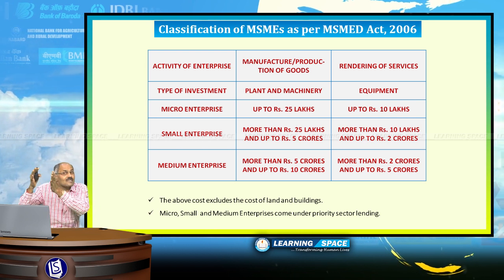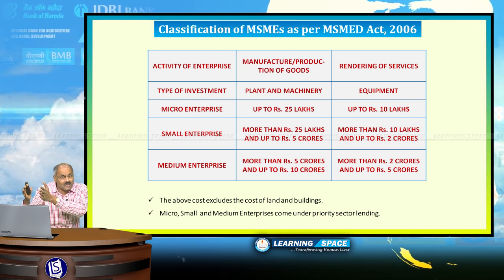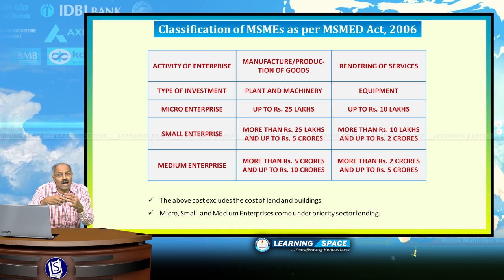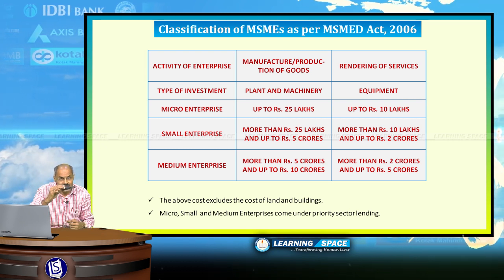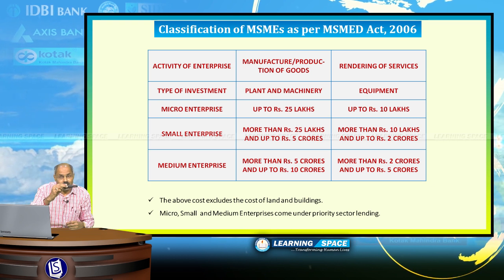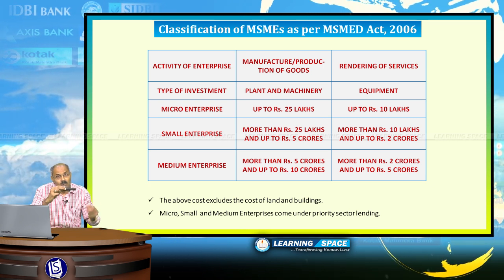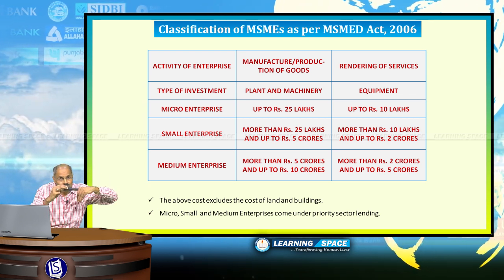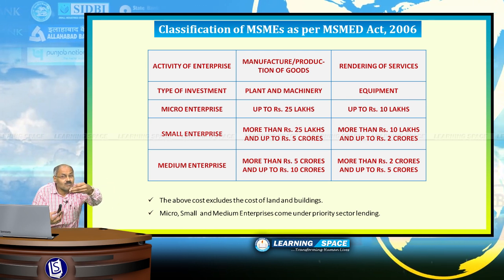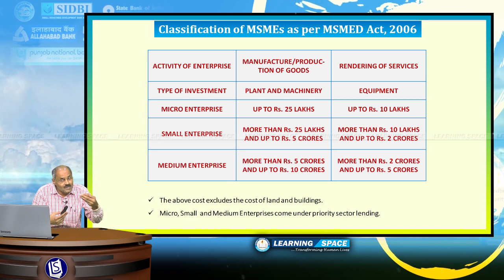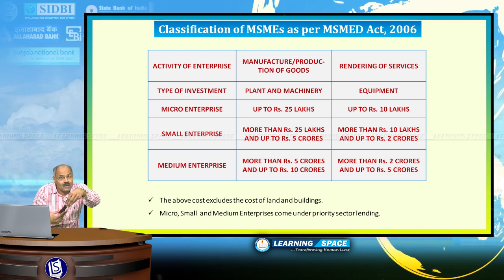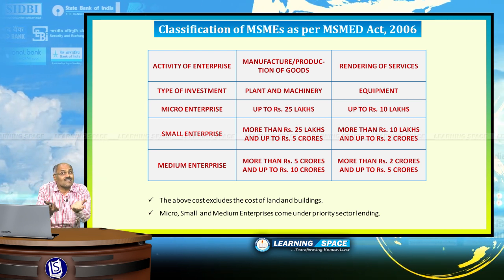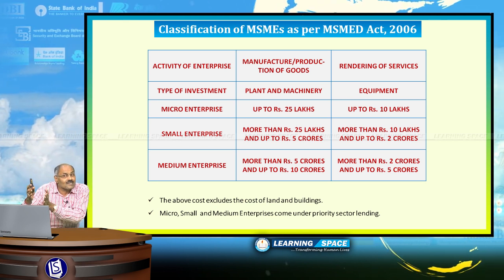manufacturing and services. The main bifurcation is between manufacturing and services. Manufacturing means if I am producing this item, this is manufacturing. If I am producing this item, this comes under manufacture or production of goods. But if I am developing some software, or establishing a coaching center for computers, or establishing a center which upgrades the skills of the people, they all come under services.